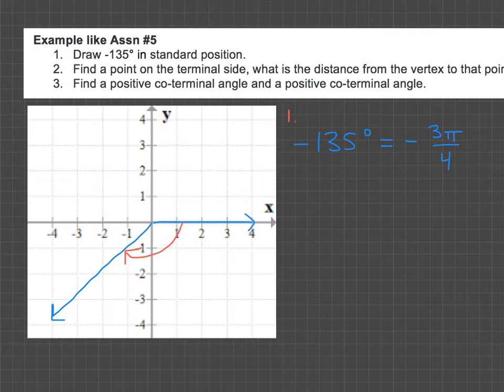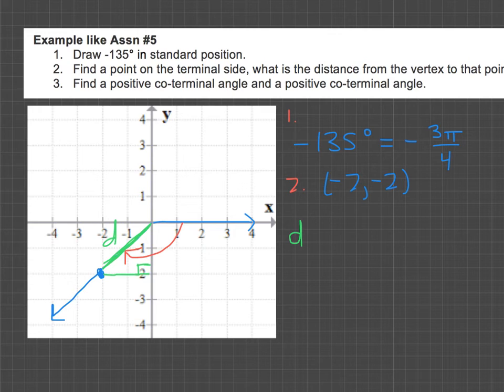So number 2, we want to find a point on that terminal side. Okay, well, here's a point right here, negative 2, 2. And it asks us to find the distance from the vertex to that point. So we're looking for this distance that I have here in green. Okay, let's put this side over here, and we see that we've got a right triangle with the distance that we're looking for being the hypotenuse.